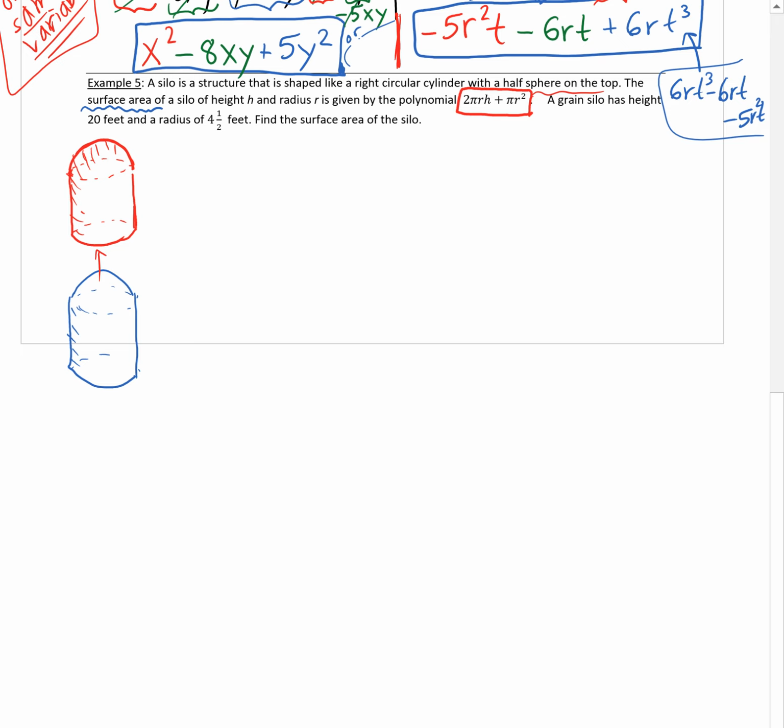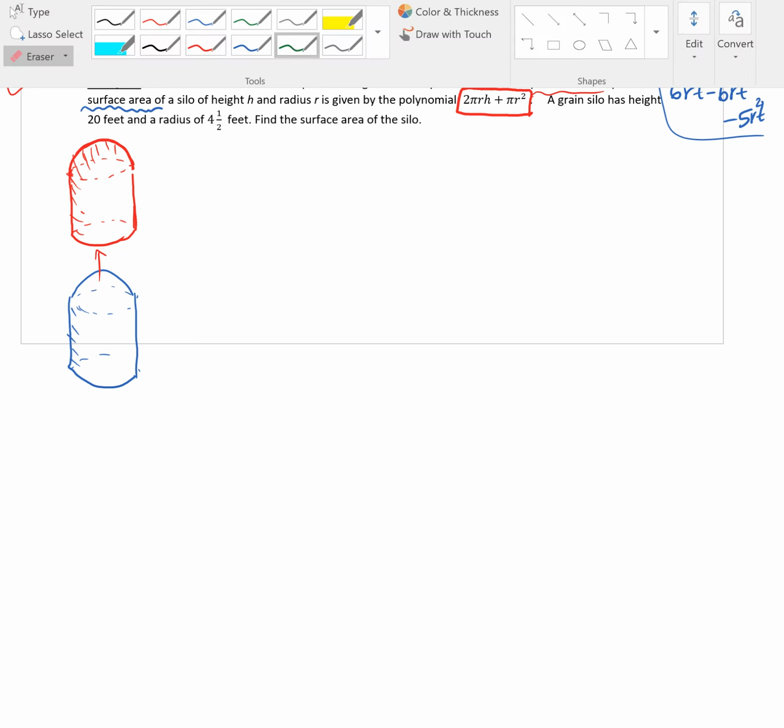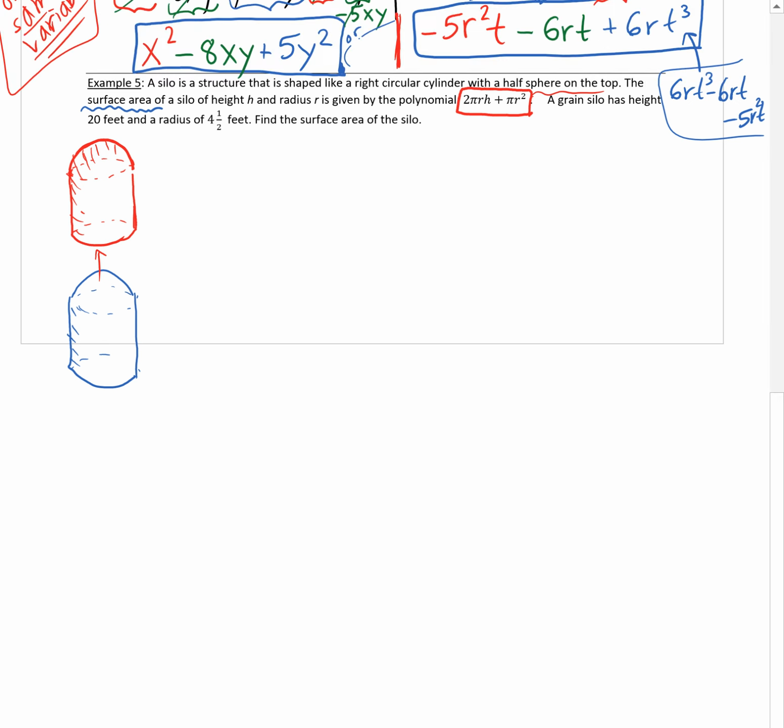Anyway, kind of interesting. If you ever have to take physics, you'll see surface area again, and in calculus you'll see it a lot. Okay, so they're saying, for this particular shape that's kind of a bullet shape, it looks like a soda can with a half sphere on the top, the surface area is 2 pi r h plus pi r squared.